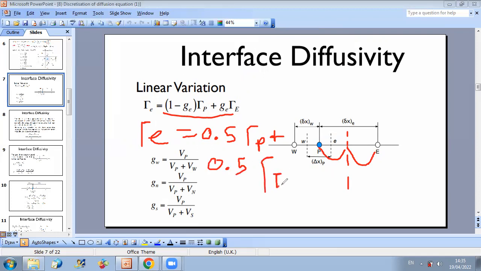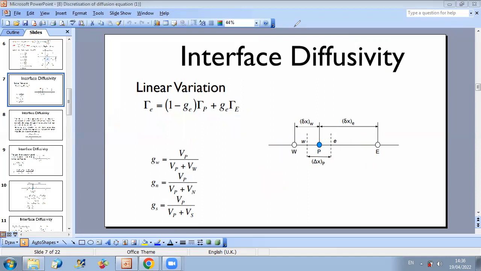Okay, but in case you have non-uniform grids, where you can have change in cell size, then this will be the linear interpolation. There is a coefficient that will depend on how close the east face is to P relative to its position from E. The closer it is to P, the more it will be affected by the conductivity or diffusivity of P. Okay, so this is the linear variation interpolation.